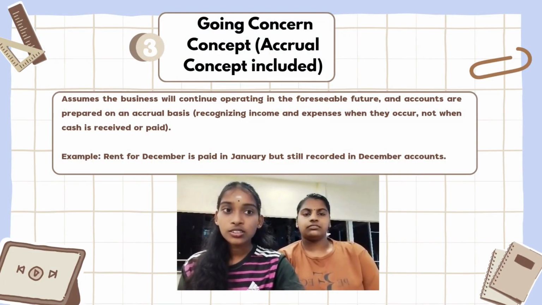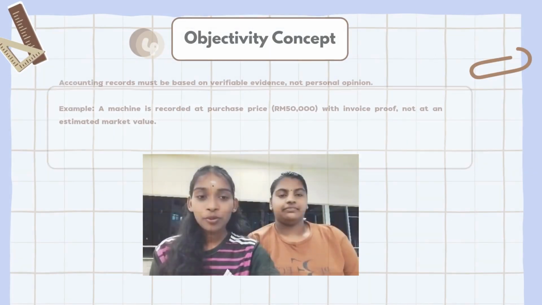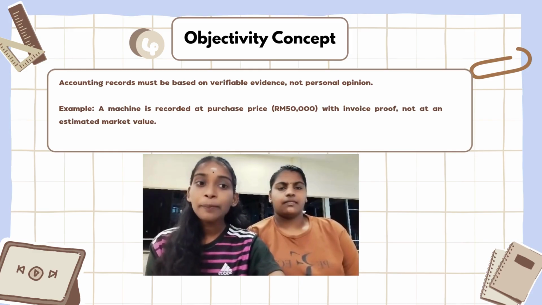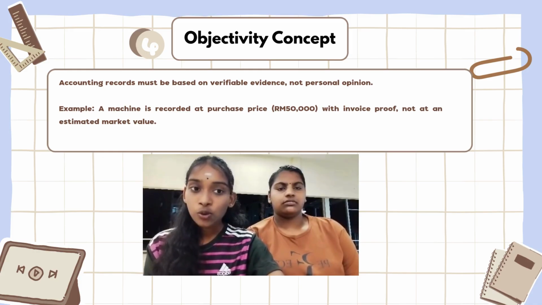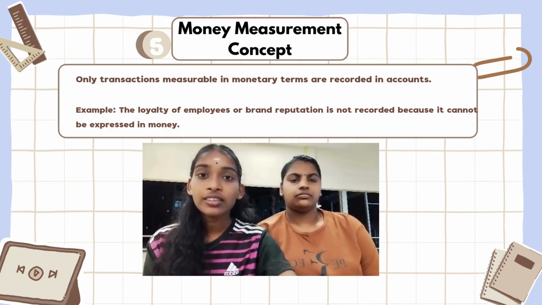Number 3, going concern and accrual concept. Assume that the business will continue operation in the foreseeable future and accounts are prepared on an accrual basis, recognizing income and expenses when they occur, not when cash is received or paid. For example, rent for December is paid in January but still recorded in December accounts. Number 4, objectivity concept. Accounting records must be based on verifiable evidence, not personal opinion. For example, a machine is recorded at its purchase price of 50,000 with invoice proof, not an estimated market value. Number 5, money measurement concept. Only transactions measurable in monetary terms are recorded in accounts. For example, the loyalty of employees and brand reputation are not recorded because they cannot be expressed in money.